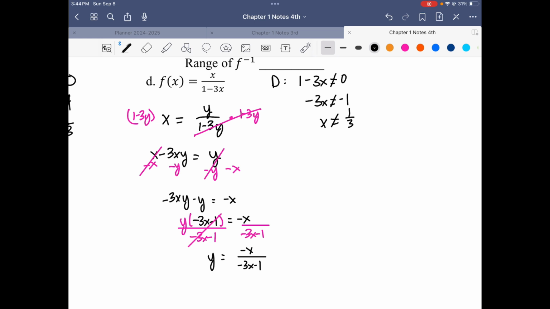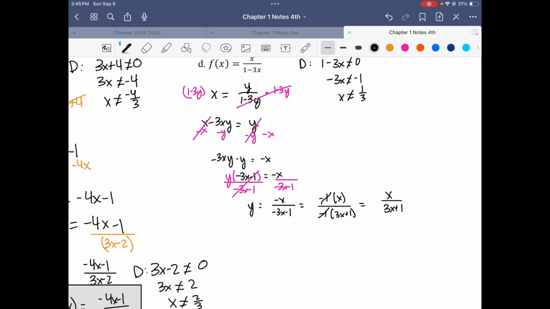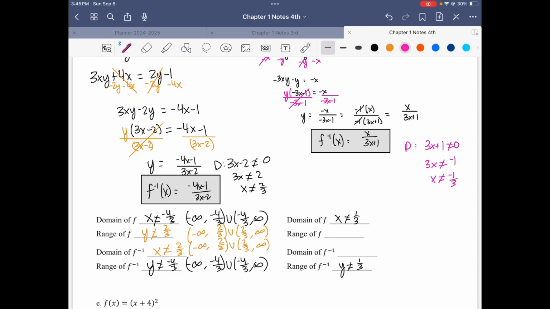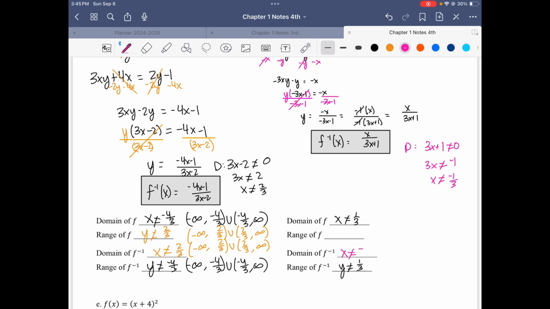3x minus 1. Now, because all three of these do have a negative, you can actually get rid of it. You can think about it this way. Negative 1 times x divided by negative 1 times 3x plus 1. Our negative 1's cancel, and we can say x over 3x plus 1 if that's helpful to you. Now, of course, we do need our proper notation. So our inverse here is x over 3x plus 1. So our domain of our inverse is that x cannot be negative 1/3. So therefore the range of our original would be that y cannot equal negative 1/3.